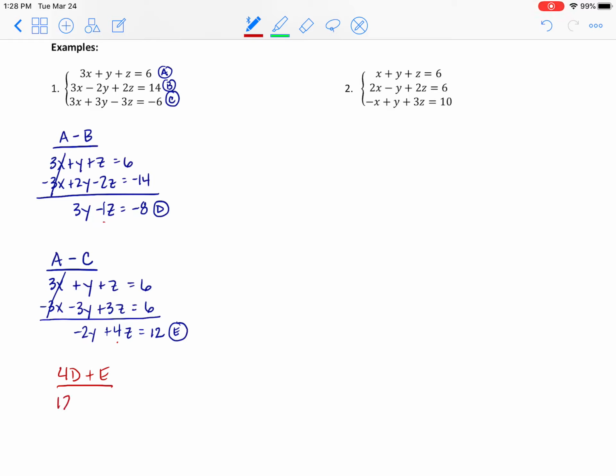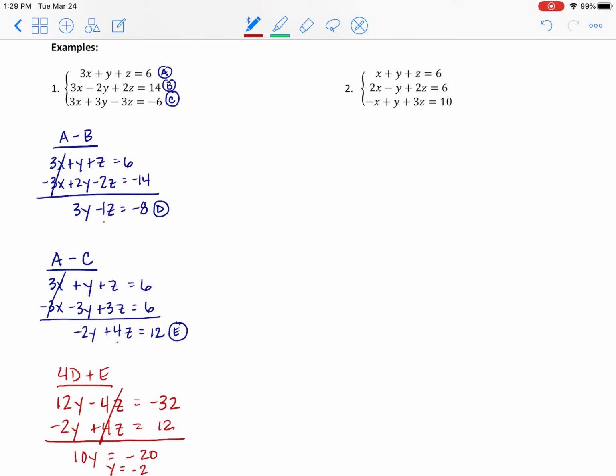Okay, 4 times D is going to give me 12y minus 4z equal to 4 times negative 8, which would be a negative 32. E is not being changed here, so I'm just bringing down negative 2y, positive 4z, and positive 12. And now when I add these two together, those cancel. So 12 minus 2 gives me 10y, negative 32 and positive 12 gives me negative 20. And now I see here my first part of the solution. If I divide negative 20 by 10, I get negative 2 for y.